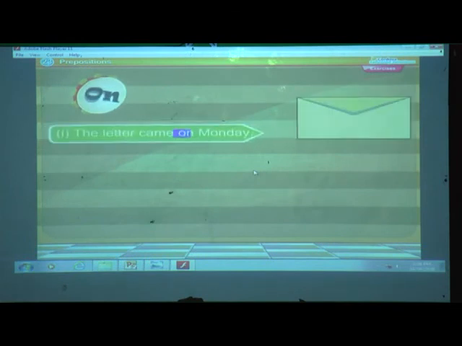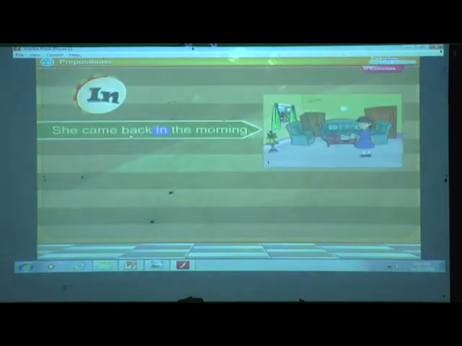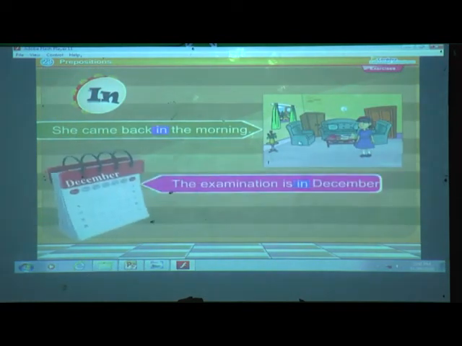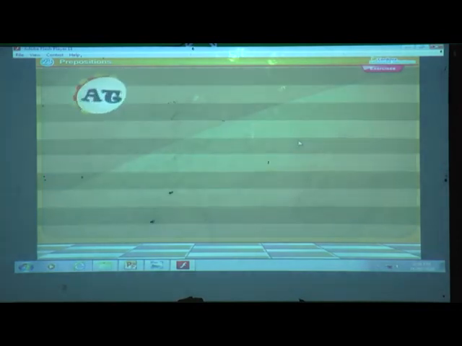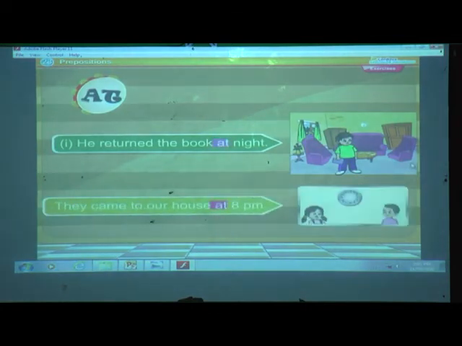On. The letter came on Monday. The test is on 8 December. In. She came back in the morning. The examination is in December. At. He returned the book at night. They came to our house at 8 p.m.